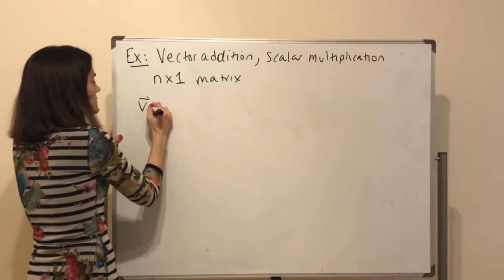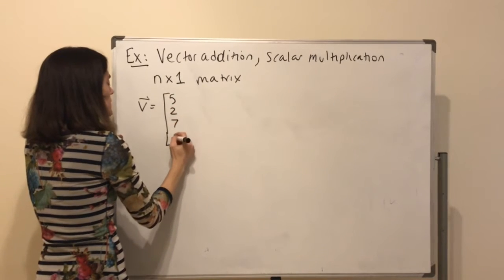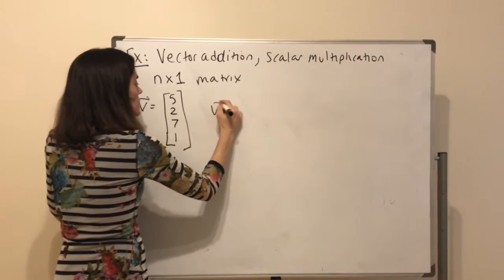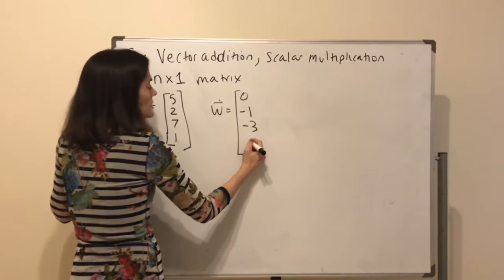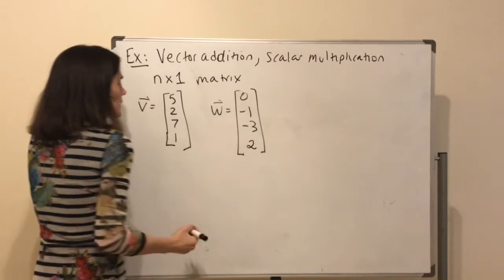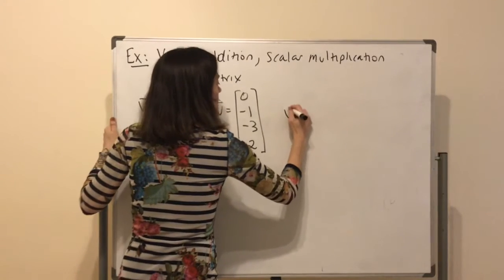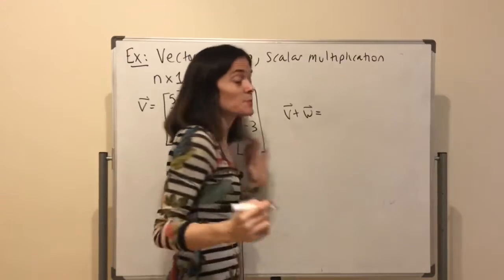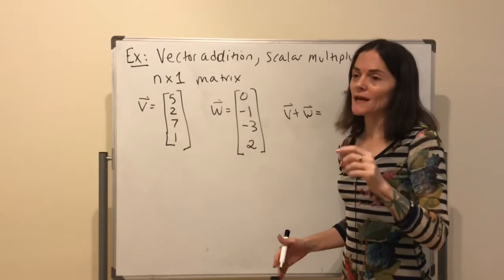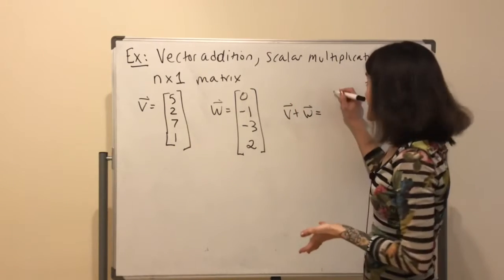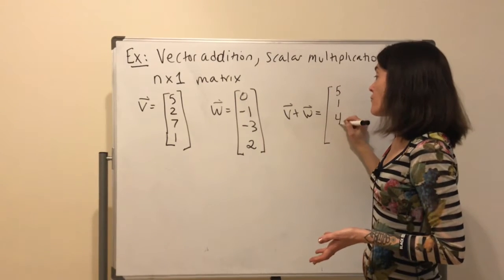So if we have, let's say, V is 5, 2, 7, 1, and W is 4, 0, minus 1, minus 3, and 2, then we add. I even mentioned this briefly in the last video: I had 2 vectors in R2, and I said if you added them, you would add component-wise. And this is what we do for vectors. So we get 5, 1, 4, and 3.